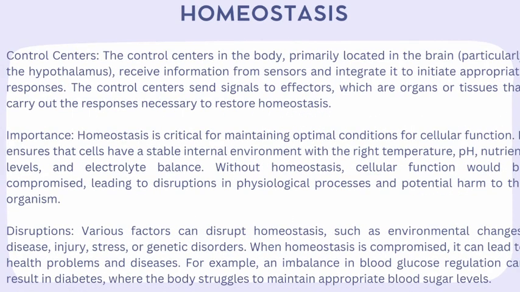Fourth, control centers. The control centers in the body, primarily located in the brain, particularly the hypothalamus, receive information from sensors and integrate it to initiate appropriate responses. The control centers send signals to effectors, which are organs or tissues that carry out the responses necessary to restore homeostasis. Fifth, importance. Homeostasis is critical for maintaining optimal conditions for cellular function.